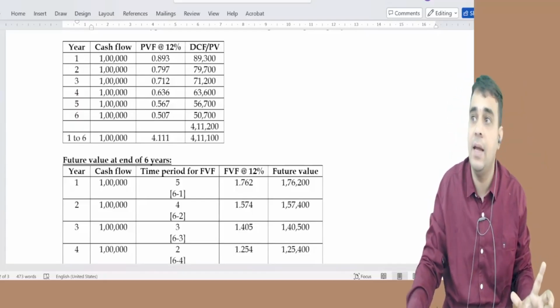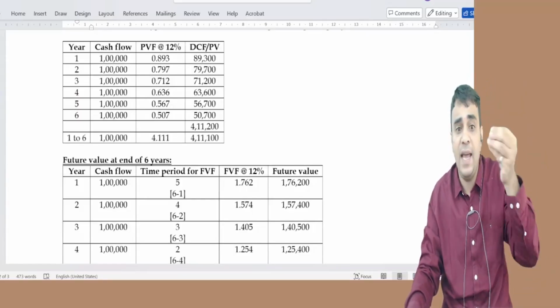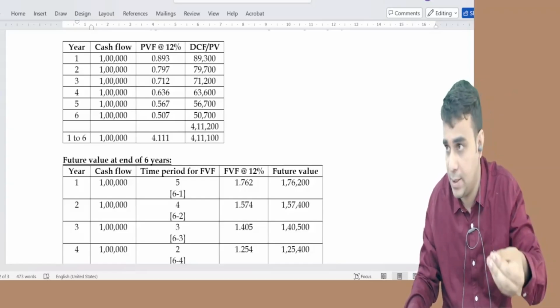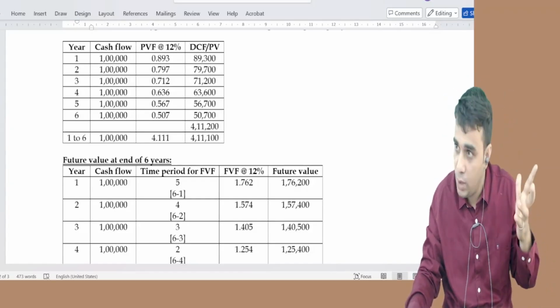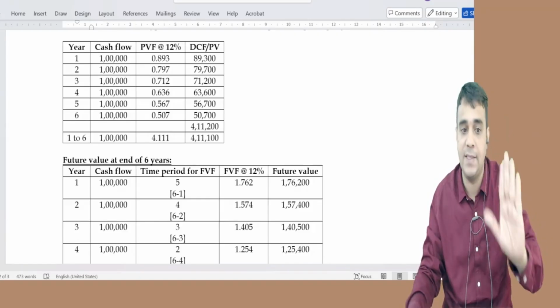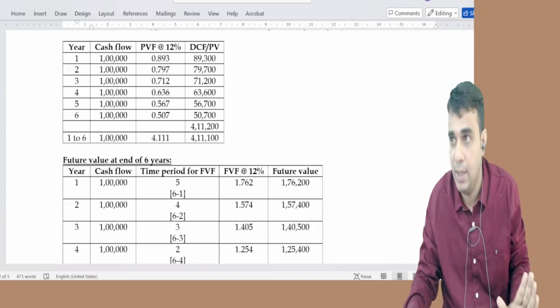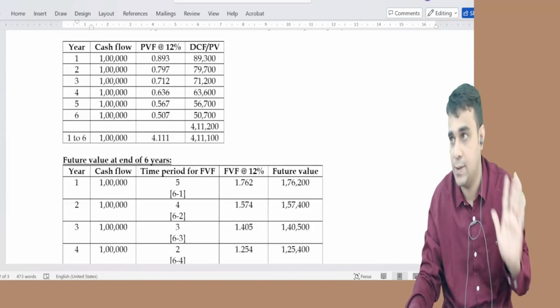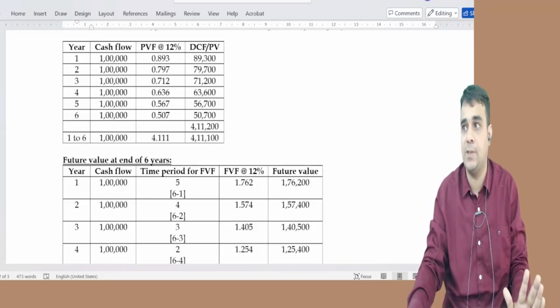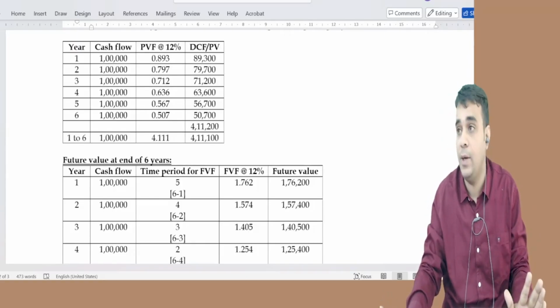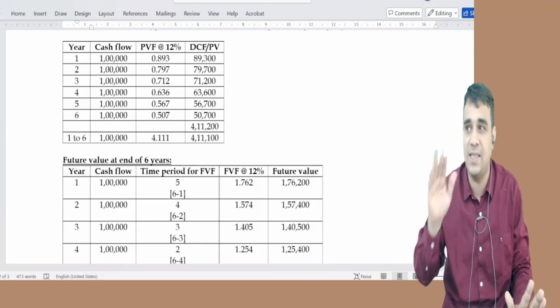Will they give the annuity factor in the question? High probability. If they give it, great. If they don't give it, in the calculator, I have explained something called ordinary annuity. There's something called annuity immediate, which I'm yet to discuss. Ordinary annuity I've explained. There is an annuity immediate, which I'll explain later.